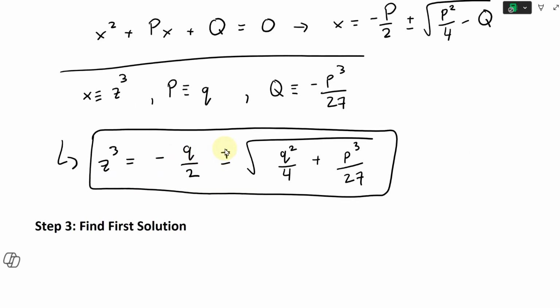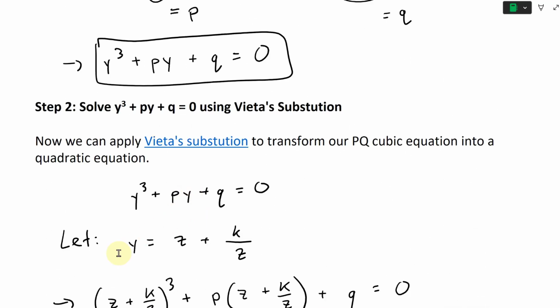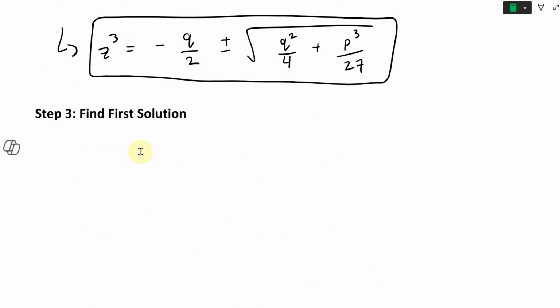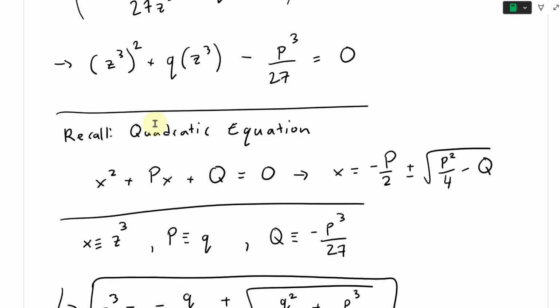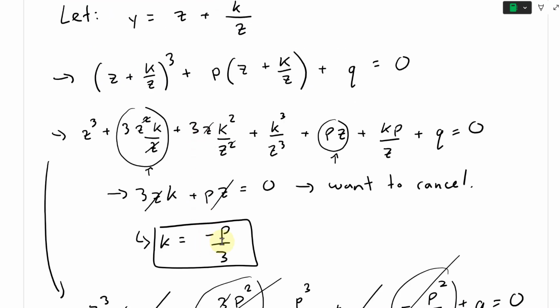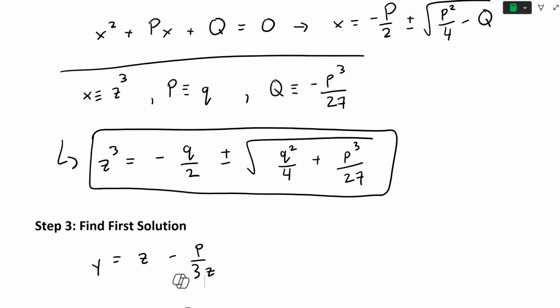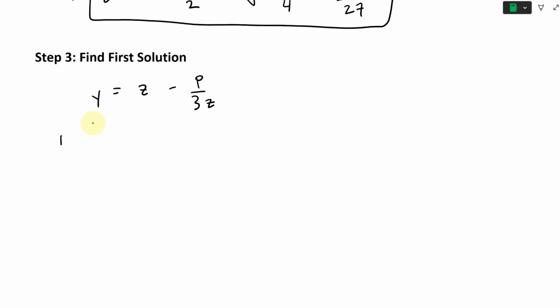So we're going to use the plus side there. And we want to plug this inside our y function. So if we go back up, y equals z plus k divided by z. So that's our y. So let's just write down our y. So y equals z plus, and recall k is negative p over 3. So it's going to be minus p over 3 and then z. So we want to find our z. So what I'll do is I'll just take the positive side of it and see what happens.